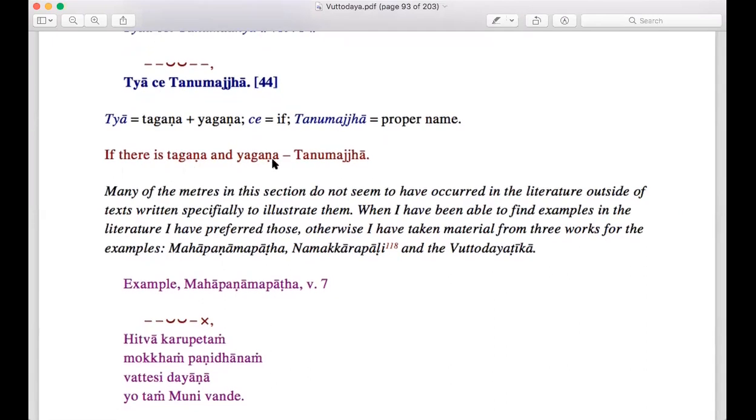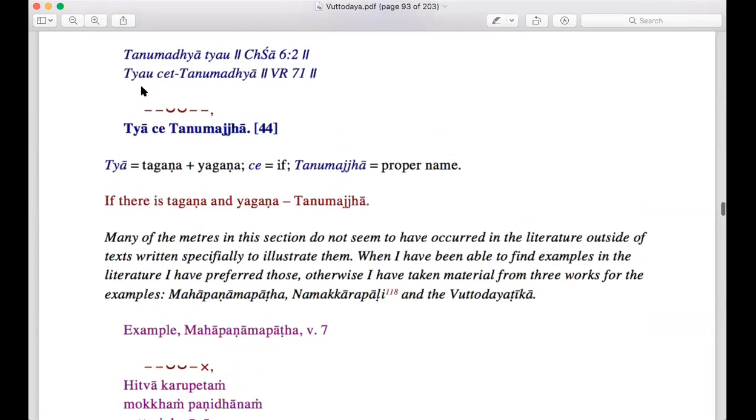If there is Tagana and Yagana, then it is named Tanumajja. Tagana and Yagana, right? This is in plural. T and Y are joined by a compound, a samasa, Tagana and Yagana. So something like Tocha, Yocha, Tya, right? It is in plural. If Tagana and Yagana are there, you can add something like Honti or Bhavanti. If there are Tagana and Yagana, then that verse is called Tanumajja. You see in Tagana there are 3 syllables, and in Yagana also 3 syllables, right? When you add those together, there are 6 syllables.